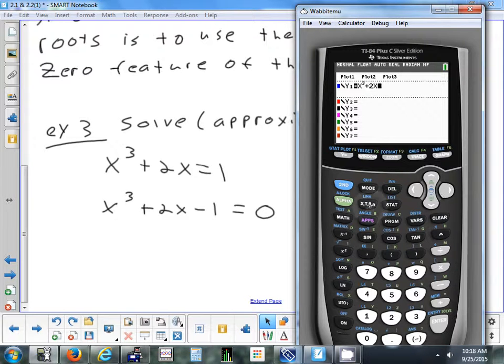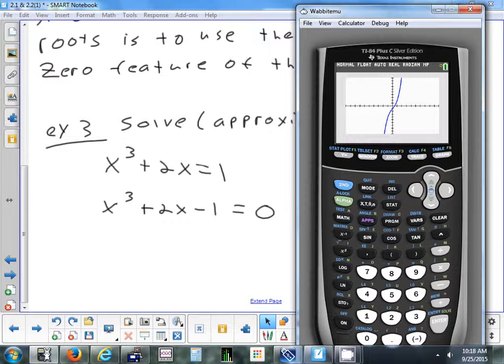Now remember, take a look at that highest exponent. In this case, it's a 3. So that means this graph could cross the x-axis up to 3 times. Okay, let's hit graph. And you know what? We might want to adjust our zoom. Let's do zoom 6.